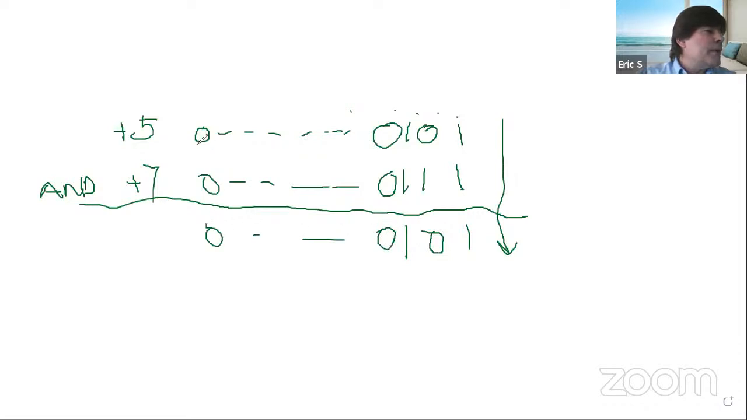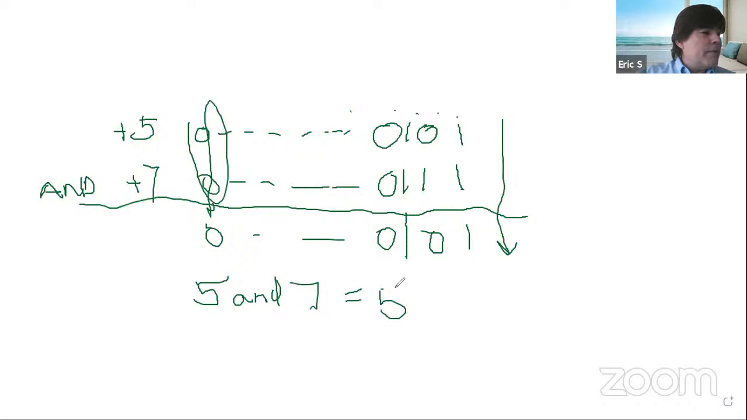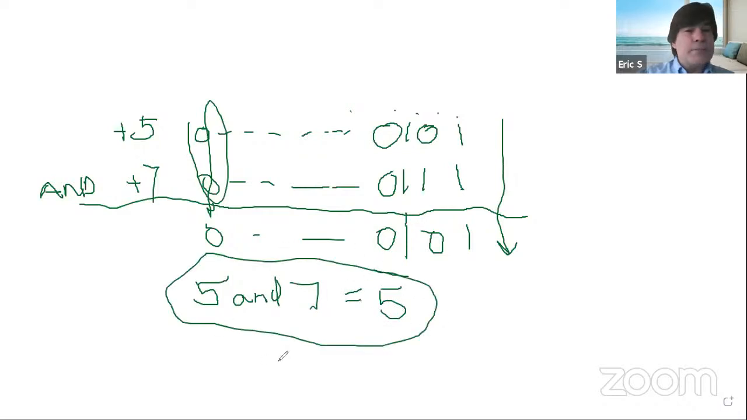So 0 ANDed with 0 gives you a 0. 1 ANDed with 1 gives you a 1. 0 ANDed with 1 gives you a 0. This only becomes obvious if you do this. If you write out the code 5 & 7, that is equal to 5, and that's the result you would get if you did this in Python.